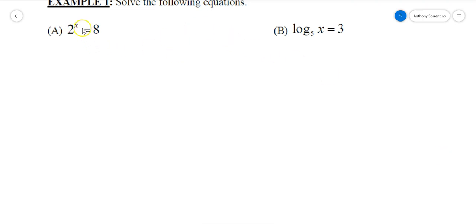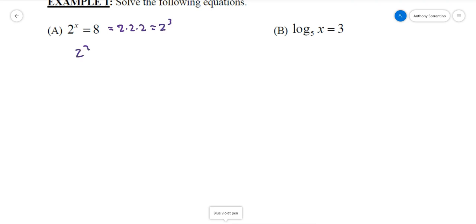So 2 to the x power equals 8. This one is almost a no-brainer because most people do know their powers of 2. If you can sit here and say, okay, well, I know that 8 is 2 times 2 times 2, which is 2 cubed.